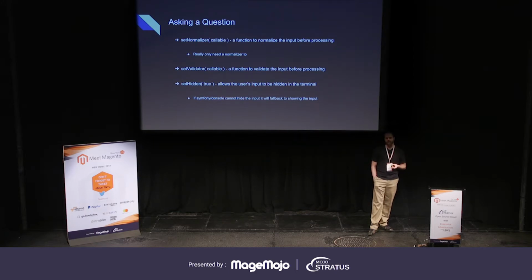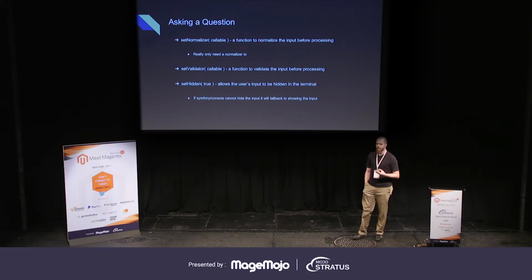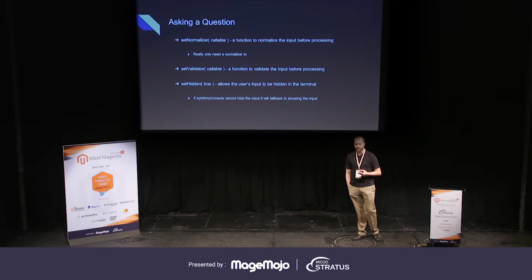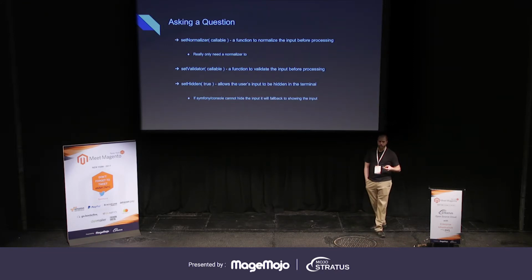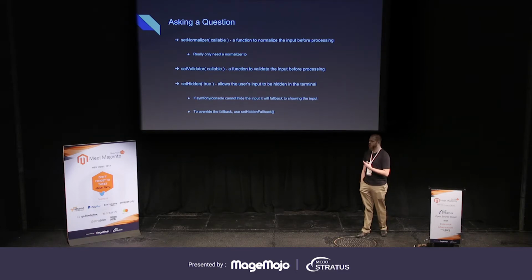Because there are different tricks and ways that Symfony Console does to actually hide that output, if it can't actually deploy any of those tricks, it will default back to just showing the input so that it's not failing in a weird state where you have something environment-wise wrong with what you're doing. There is also a fallback, so you can set the hidden fallback. If you don't want it to fall back to being displayed and you want it to either error out or something like that, you can set the fallback to bypass how it falls back as well.